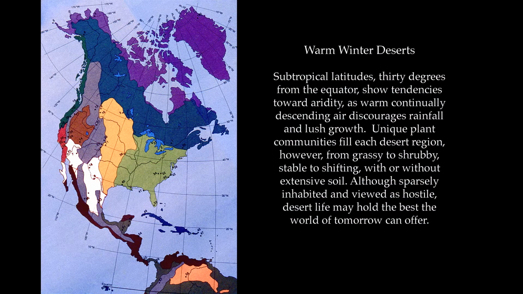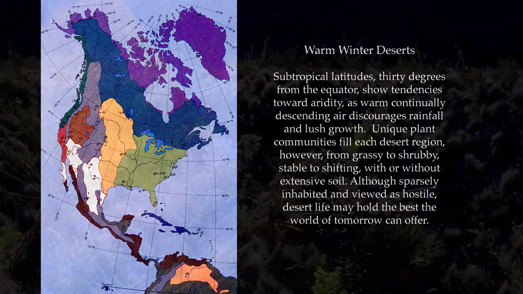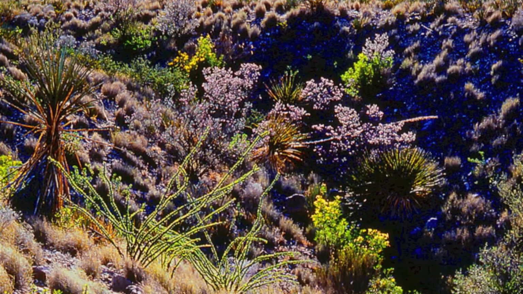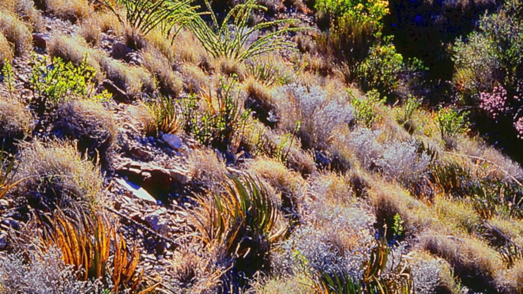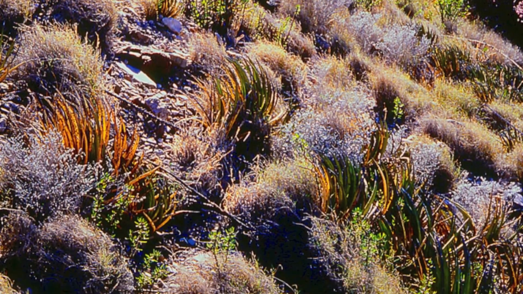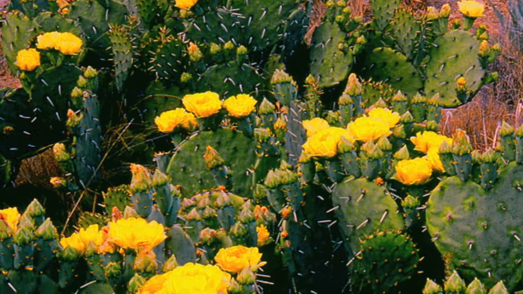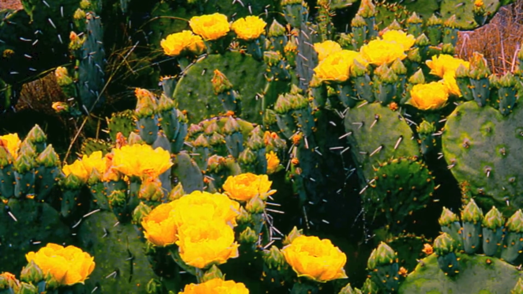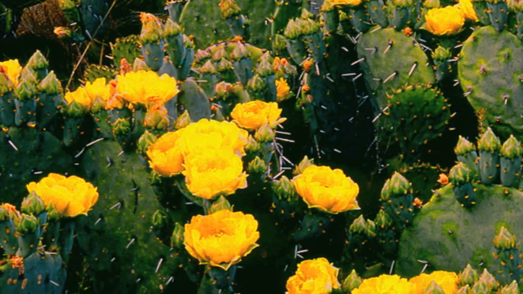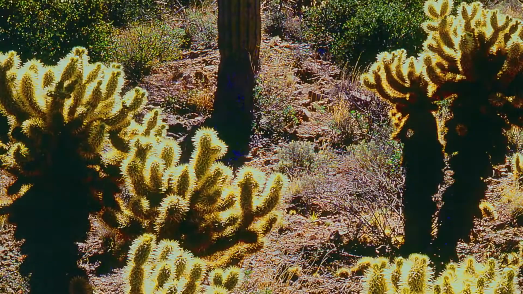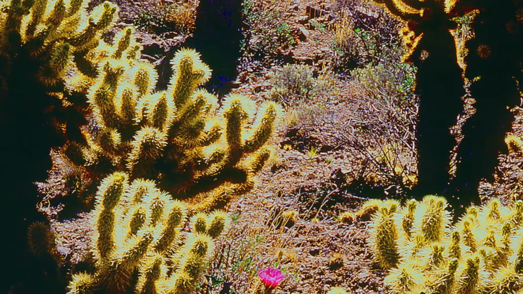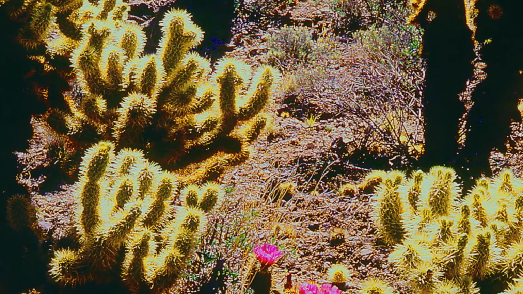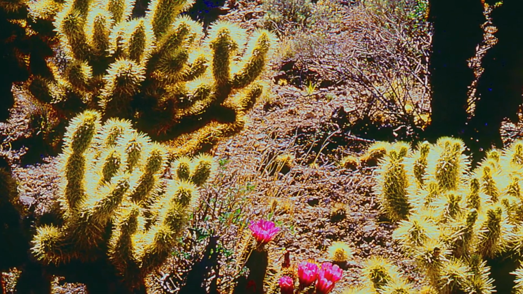Warm winter desert systems. Subtropical latitudes 30 degrees from the equator show tendencies toward recurring drought as dry, continually descending air discourages rainfall and lush growth. However, these warm winter desert regions are filled with unique plant communities of cacti, agaves, yuccas, acacias, mesquite, sage, creosote bush, grasses, thistles, and abundant wildflowers, all adapted to extreme summer heat and thin alkaline soils.